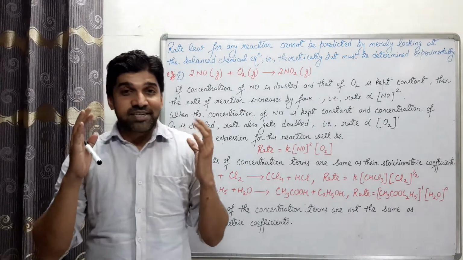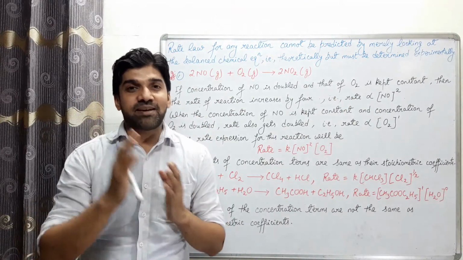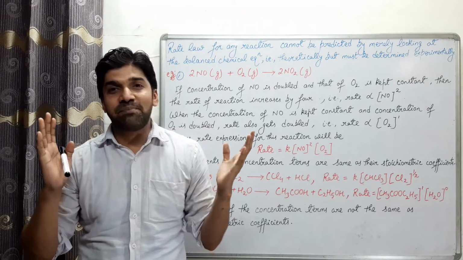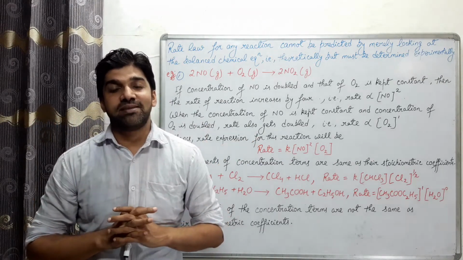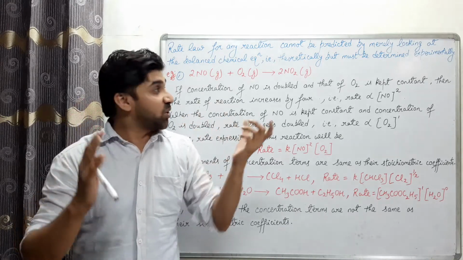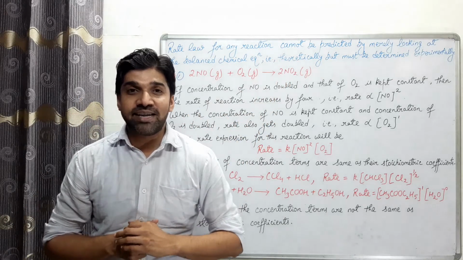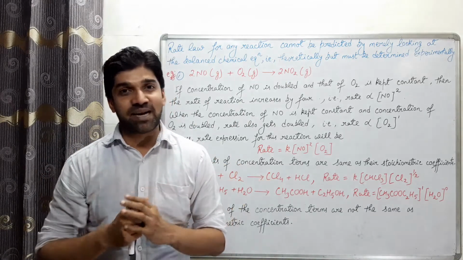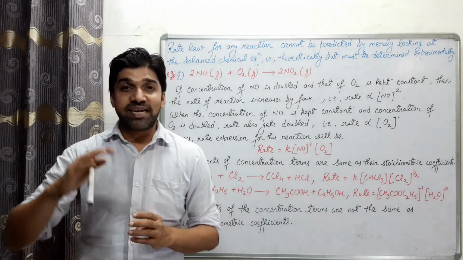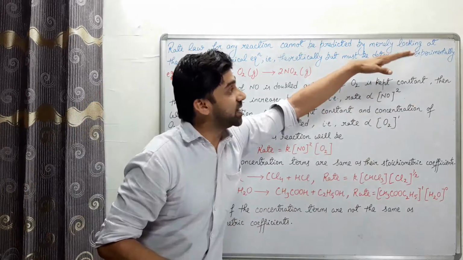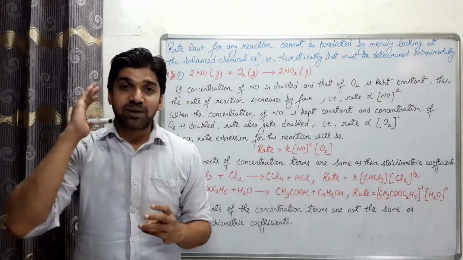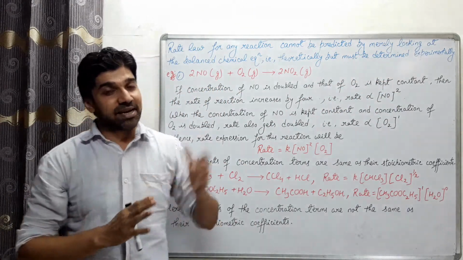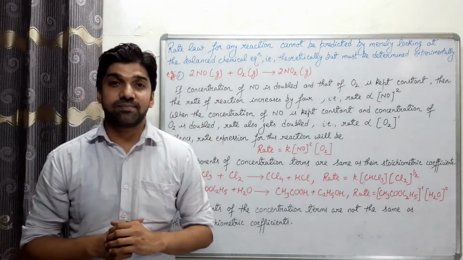So what we have learned till now is that the rate of a chemical reaction cannot be measured theoretically from the knowledge of the stoichiometric coefficients of the reacting species in a balanced chemical equation. It must be determined experimentally. From experiments only we can measure the rate of any chemical reaction.